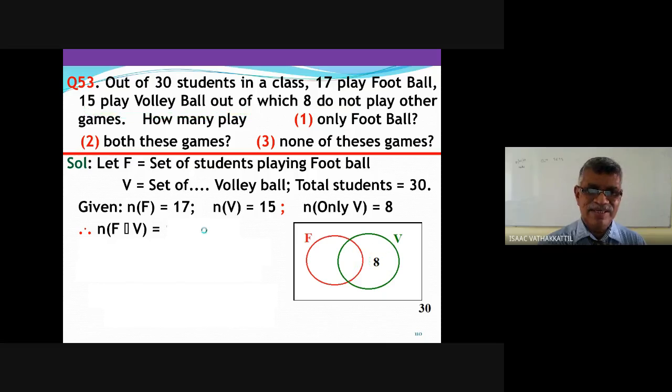7. That is obvious. That is 15 minus 8, which is equal to 7. That 7 I put here. Okay, the number of F intersection B is 7.